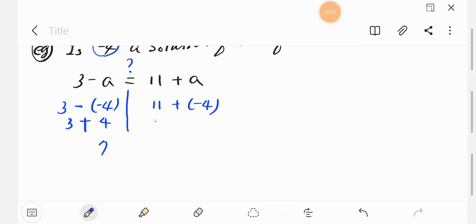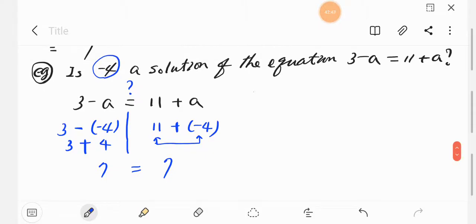Okay, the right side is plus, right? So we can add these two with different signs. The larger absolute value is 11, and the smaller absolute value is 4. So 11 minus 4 is 7. And then the sign of the larger number, 11, is positive. So they are equal. So the answer is yes. -4 is a solution of the equation.